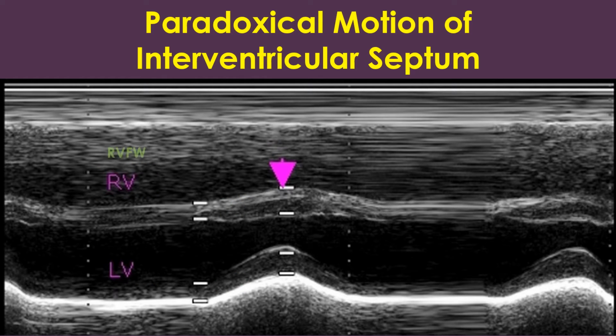Right ventricular free wall is adjacent to the chest wall with no echo free space in between. If there is echo free space, that could be either a pericardial effusion or a pericardial pad of fat.